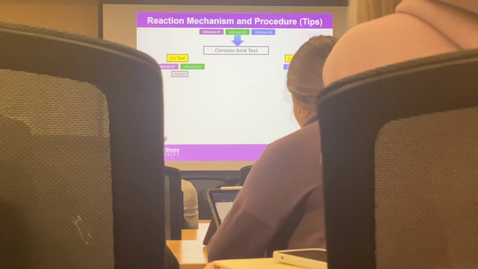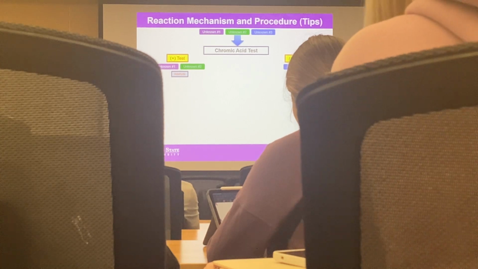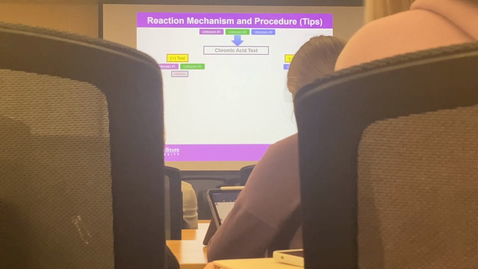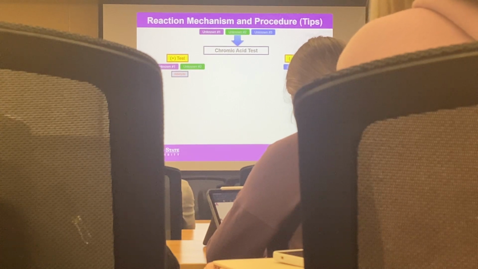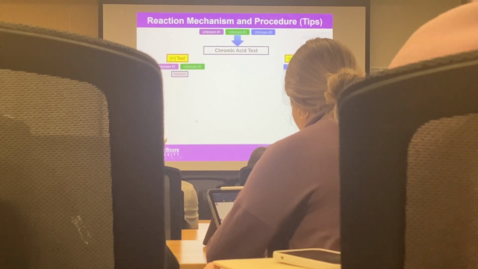If the chromic acid test is negative, it can be a ketone or other functional groups, which I'm going to talk about in the next slide. But at least it's not an aldehyde. That I can confirm, isn't it? So if chromic acid is negative, I can say it is not an aldehyde. It may be a ketone, we'll talk about it. So what do I do next?